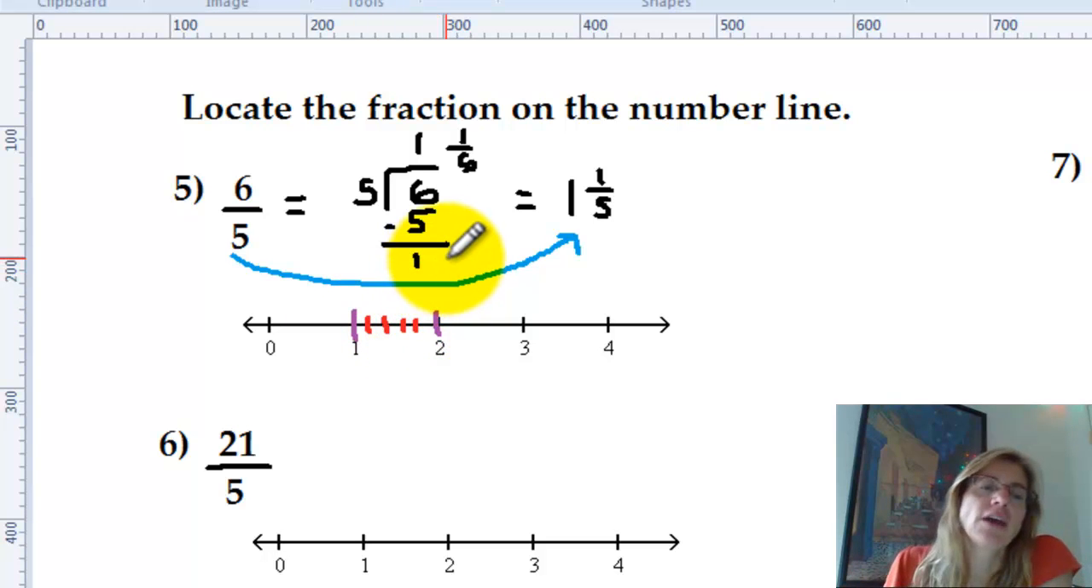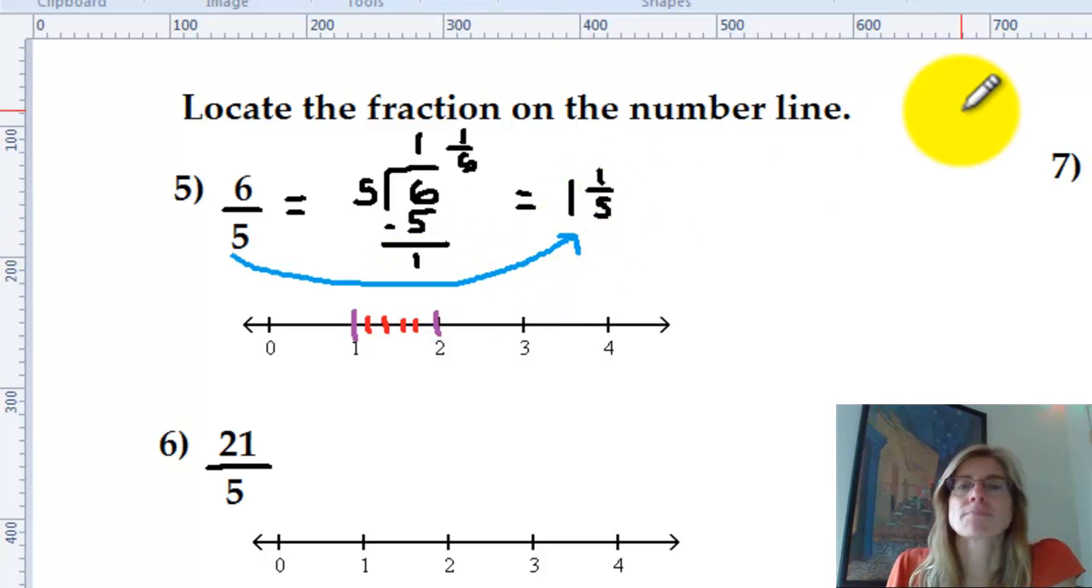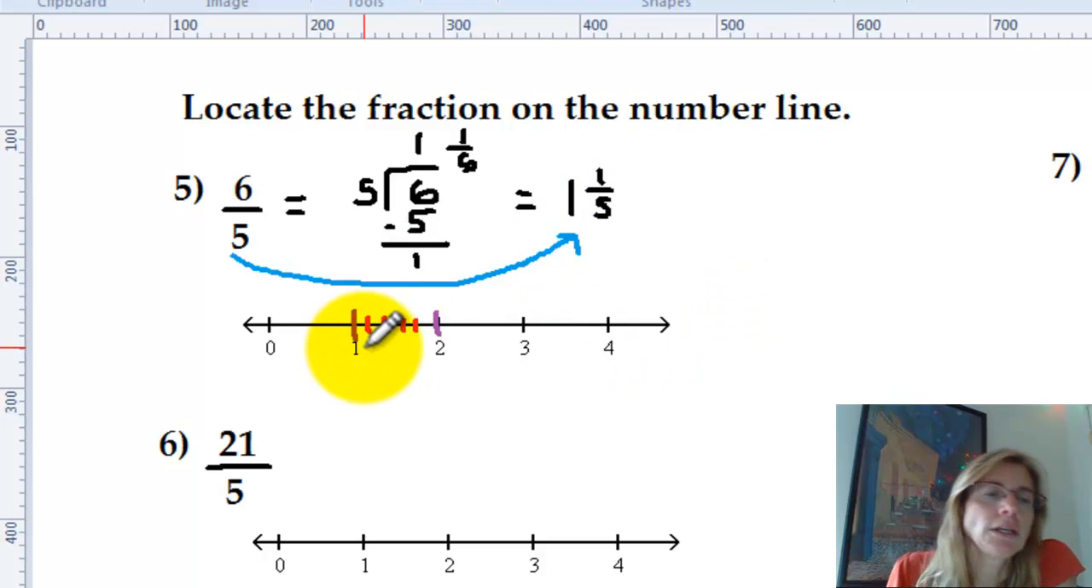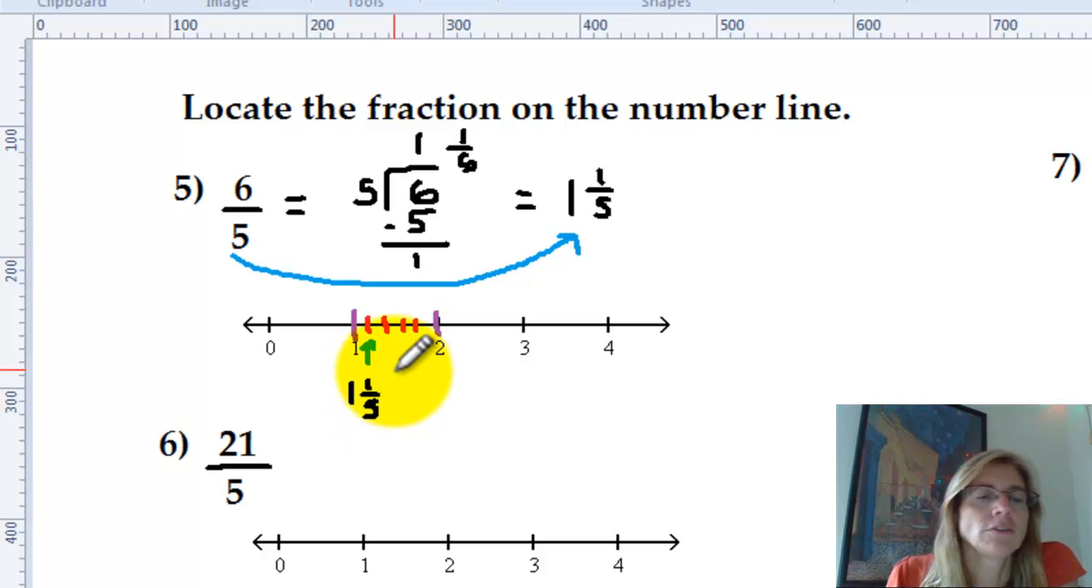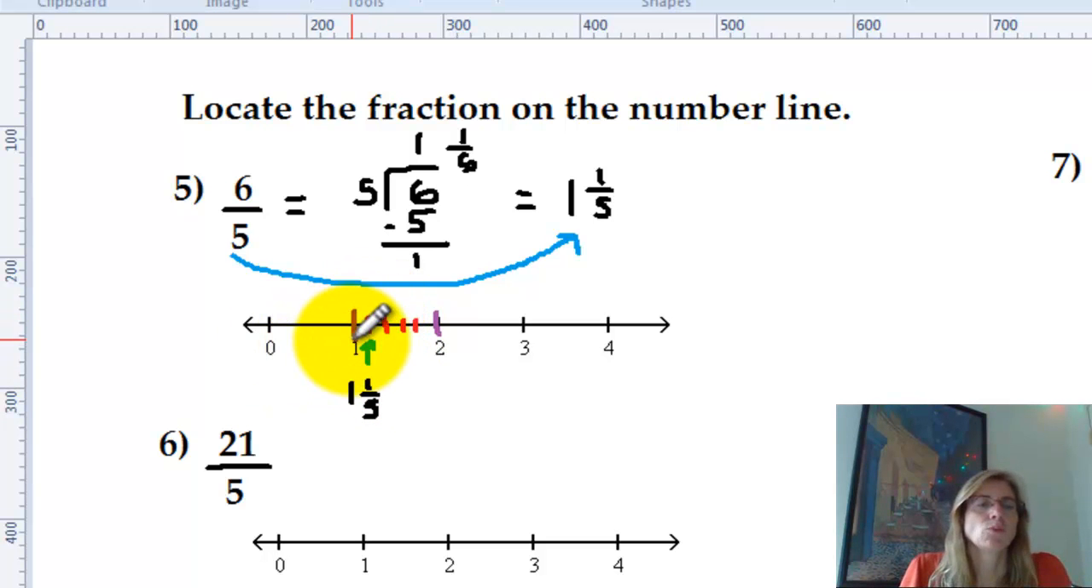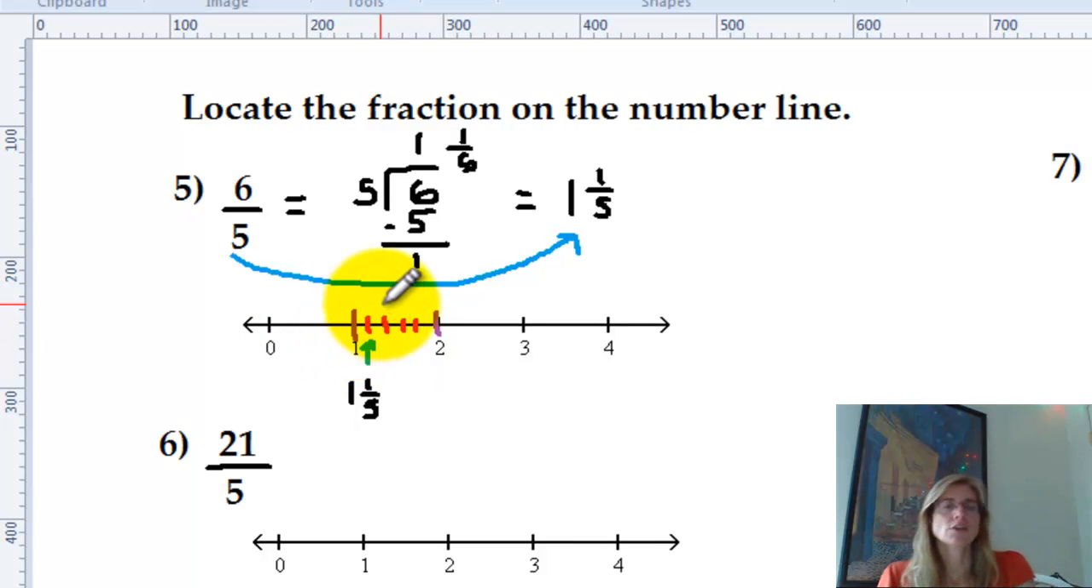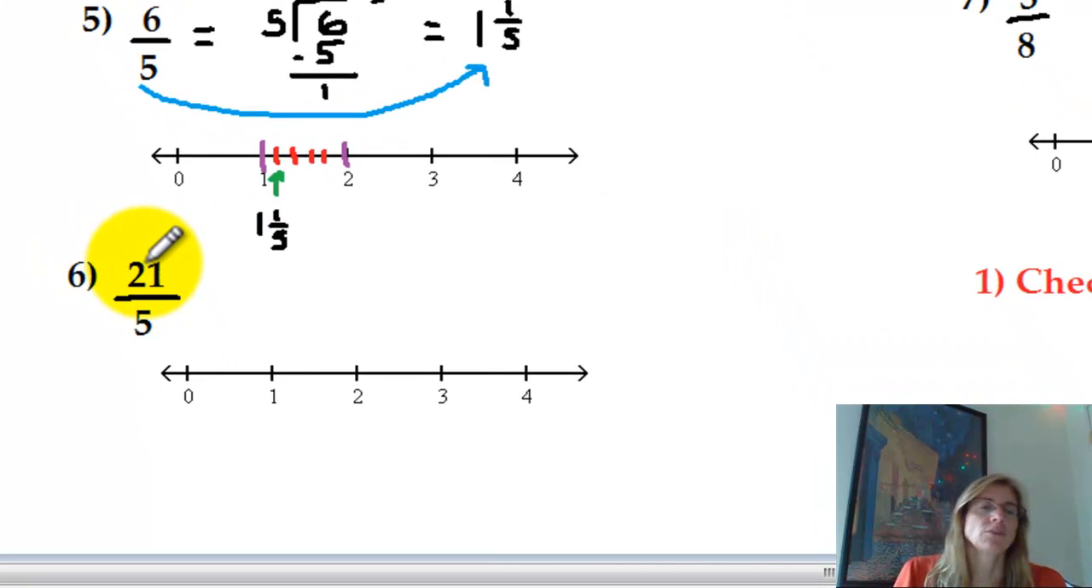Alright, so when you identify the place on the number line, let's use green, then right here is 1 and 1/5. 1 and 1/5 belongs right at that mark there. It's 1/5 of a way past the number 1. So over here, number 6, we're going to identify 21/5.